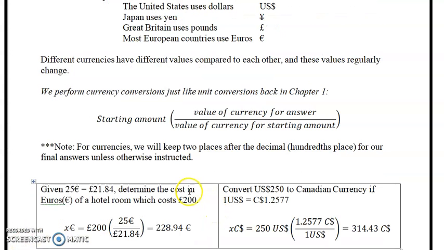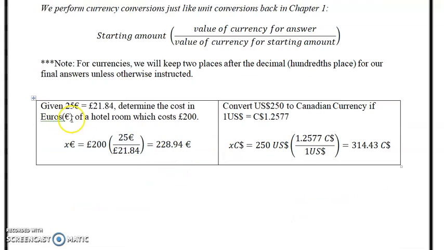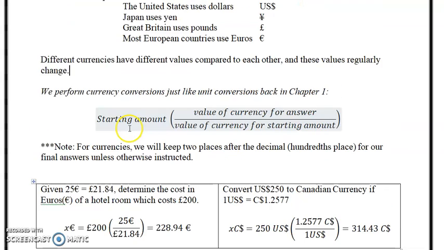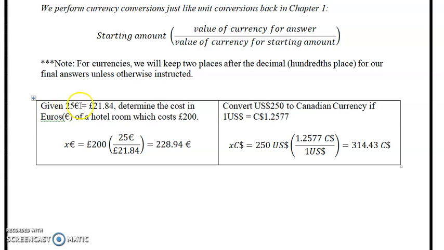For currencies, we will keep two places after the decimal, the hundredths place, for our final answer unless otherwise instructed. Look at the example here. If you're given 25 euros, that's equal to 21.84 pounds. So that is your conversion factor. In this one, we're not going from Canadian currency. We're going from British pounds into euros.